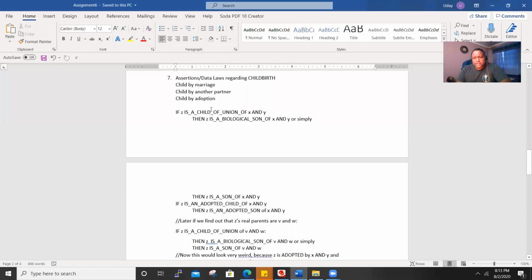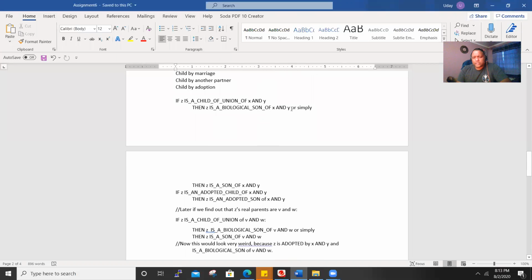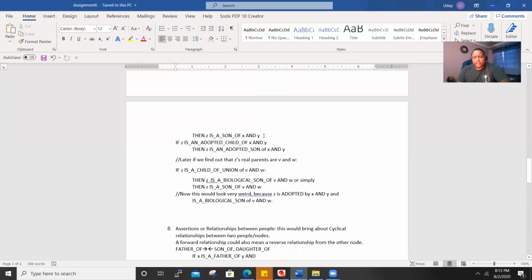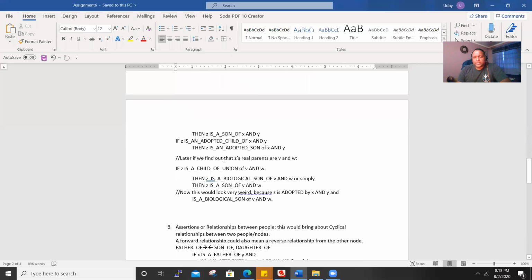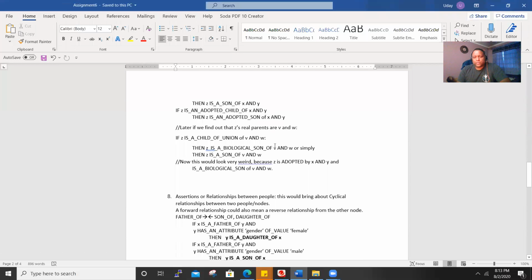So if Z is a child of the union of X and Y, so this is the real union of X and Y, then Z is a biological son of X and Y, or simply Z is a son of X and Y. So son equals biological son. If Z is an adopted child of X and Y, then Z is an adopted child of X and Y. Now Z is adopted and Z is also a child. So that's two relationships there.